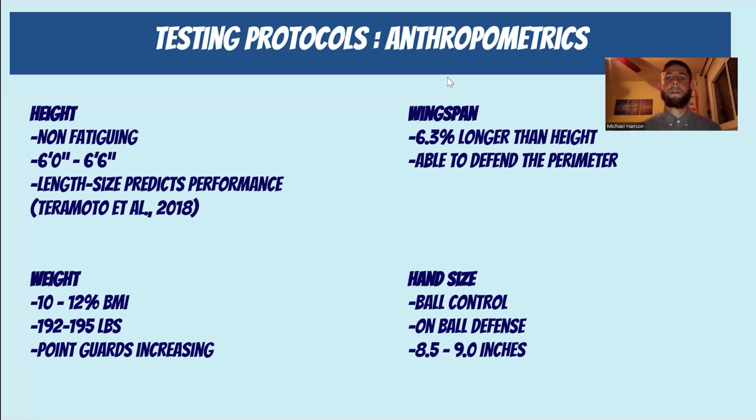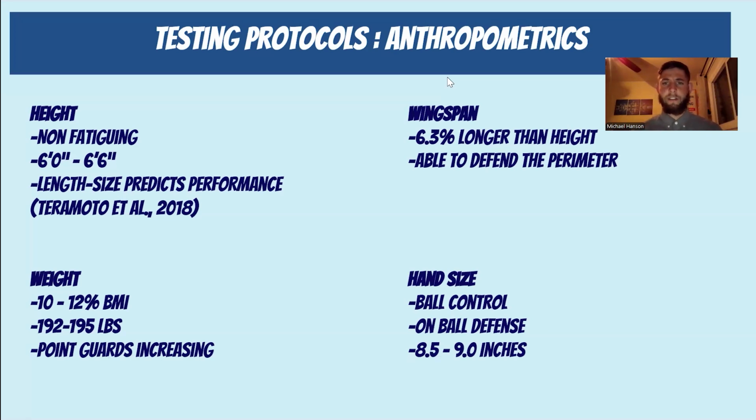So third, wingspan. We're going to want that to be around 6.3% longer than the height. So just for an example, say a player's 6'5", we want that wingspan to typically fall within the 6'8", 6'9", 6'10" range. This will help them be able to defend the perimeter. If a player has shorter arms, opponents are going to be able to shoot over them all day. They're not going to be an effective defender. Same with passing, opponents are going to be able to pass around them. Same on offense too: shorter arms are not going to be able to get shots off over defenders.